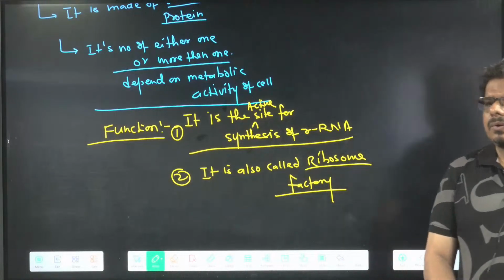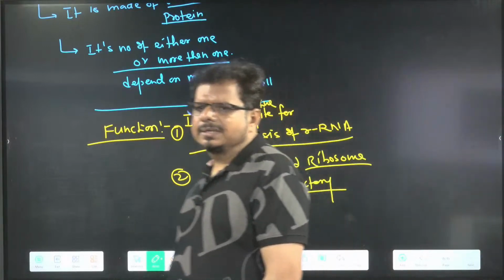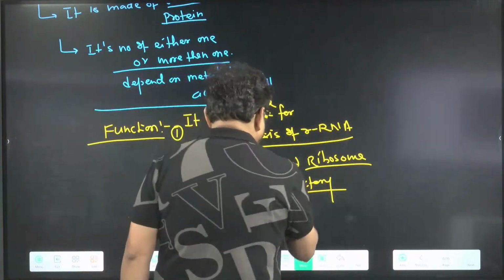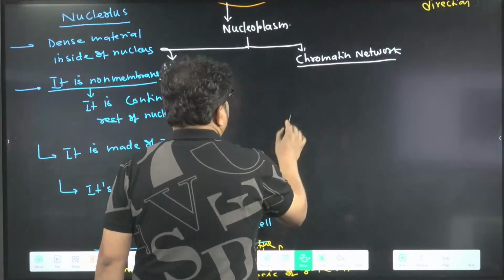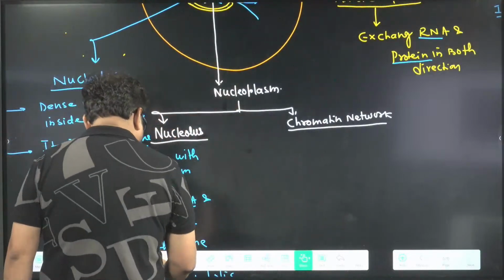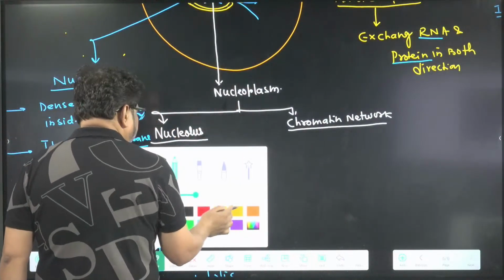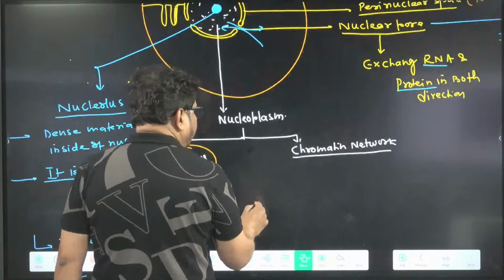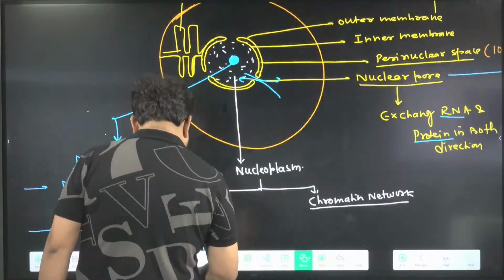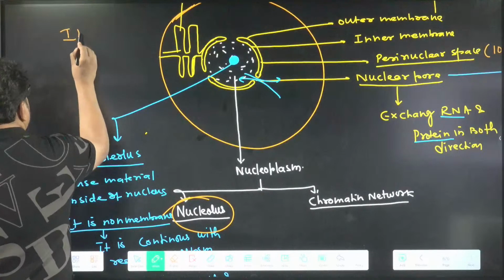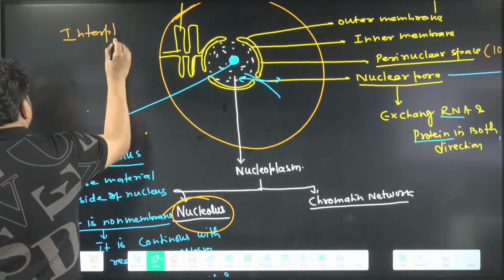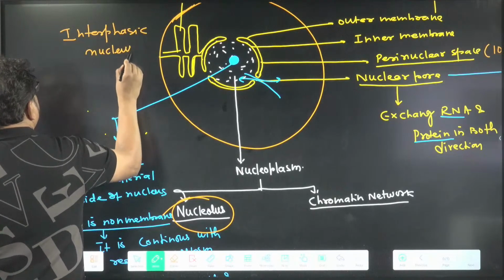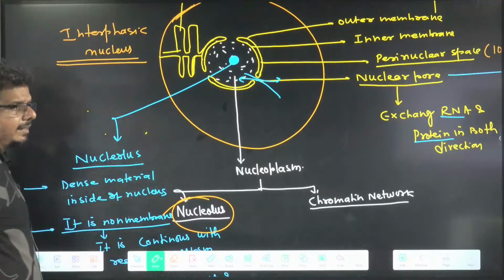So now we are coming to chromatin. What are we going to discuss? Chromatin. Can we talk? Have a look. So I told you, the nucleoplasm has two components. One component is the nucleolus, which we already discussed. Another component is the chromatin network. And don't forget, all these structures we are talking about are of which nucleus? Interphasic nucleus. Interphasic nucleus means the nucleus in the interphase stage of the cell cycle.